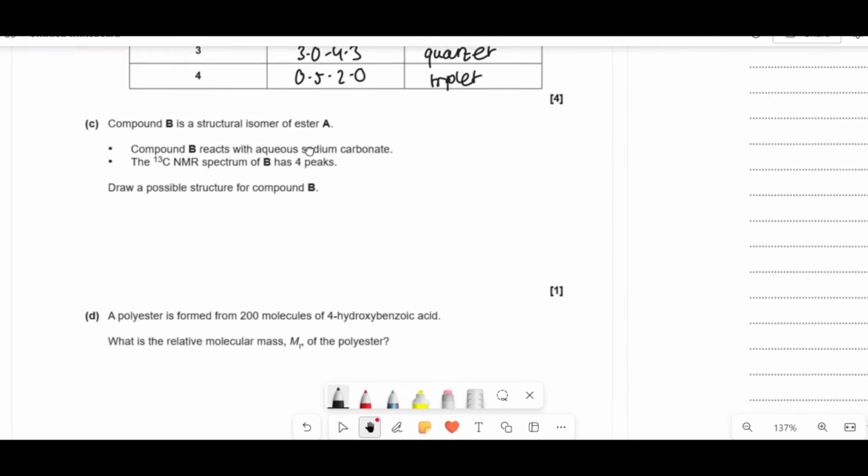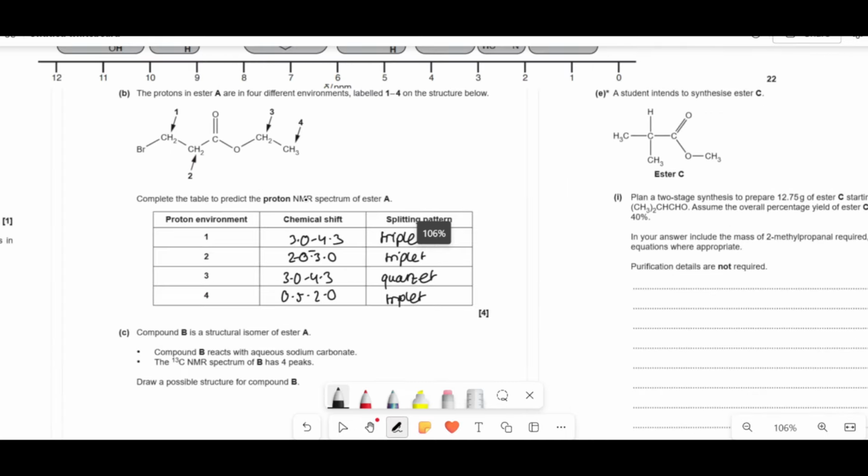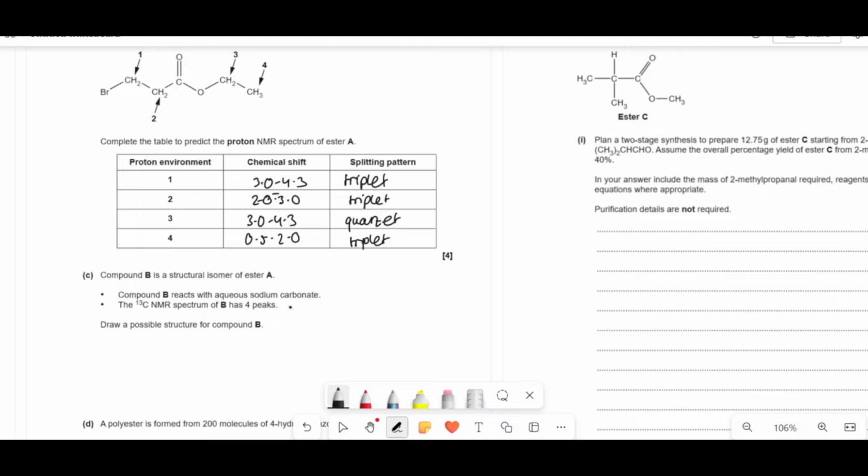So compound B is a structural isomer of ester A, which is this thing here. It reacts with aqueous sodium carbonate. Fine. Now, because it reacts with aqueous sodium carbonate, to me, that's telling me that it's going to have a COOH because this is a carbonate. And, you know, we've got C's and O's and H's. We're going to have a carboxylic acid there.